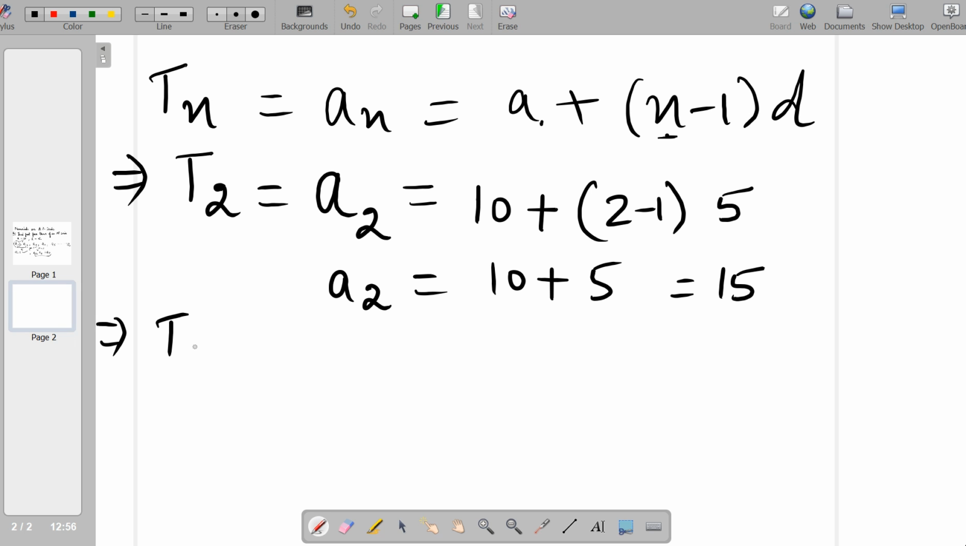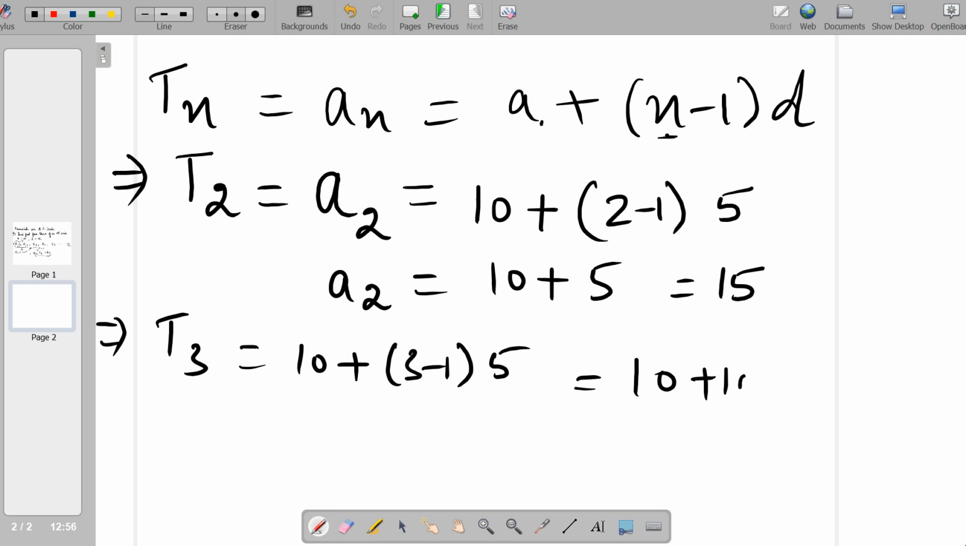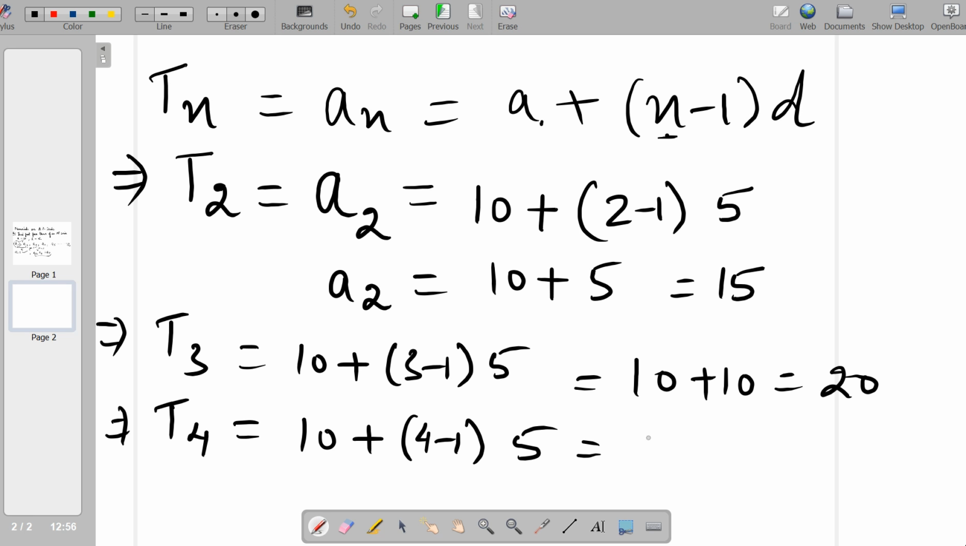Then comes your T3. In the same way, if you substitute the values, you will get 10 plus (3 minus 1) into 5. So this will be what? 10 plus (3 minus 1) is 2. 2 into 5 is 10. 10 plus 10, that will give you 20. And then T4, because first 4 they are asking you. So T4 will be what? 10 plus (4 minus 1), 3. 3 fives are 15. So 10 plus 15, that will give you 25.